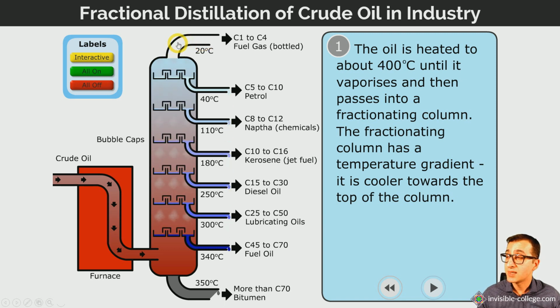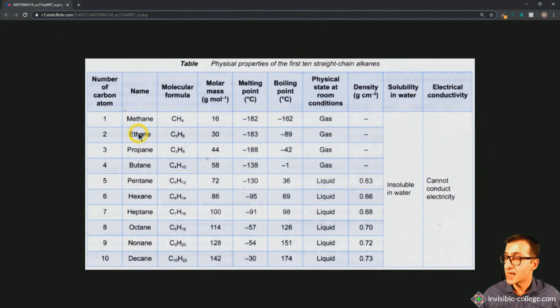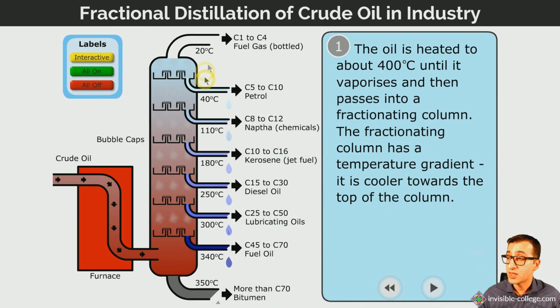This is where you get those gases, those hydrocarbons such as methane all the way through to butane, which are all gases. And again, you can see that in this table. Methane all the way through to butane, 1 carbon to 4 carbons, these are all gases, and these are collected at the top of the fractionating column.